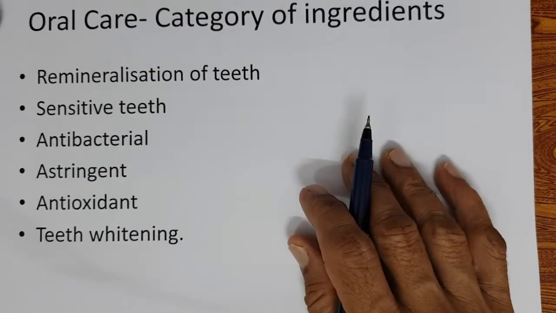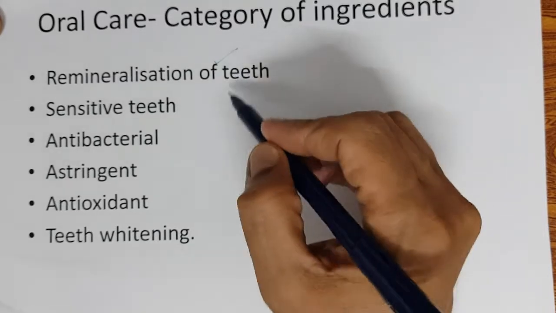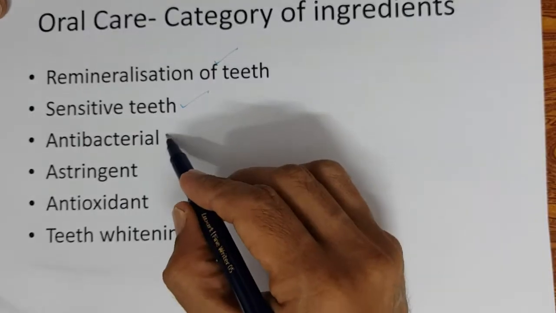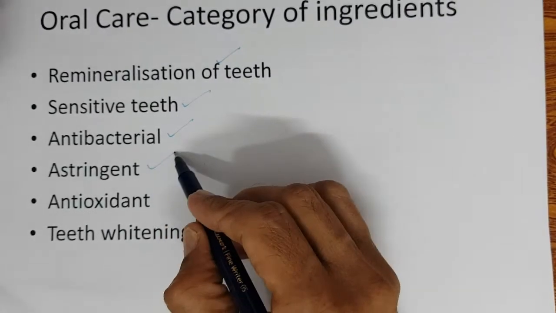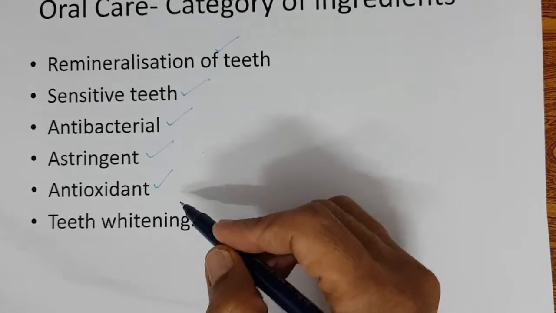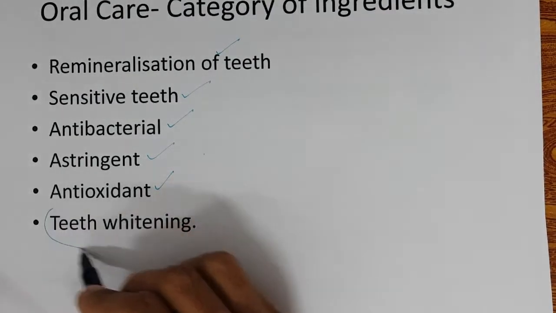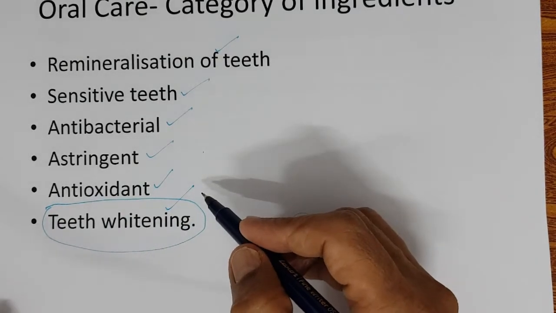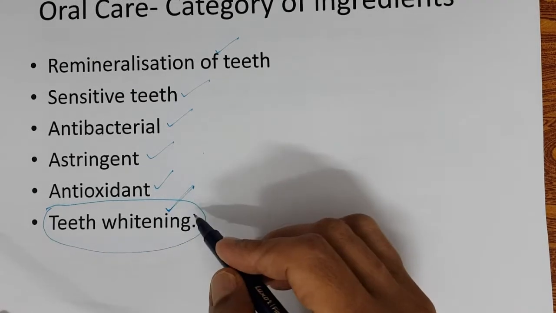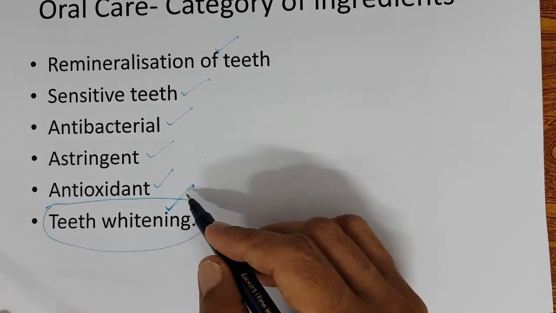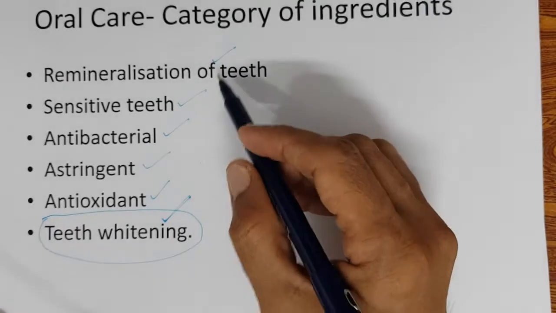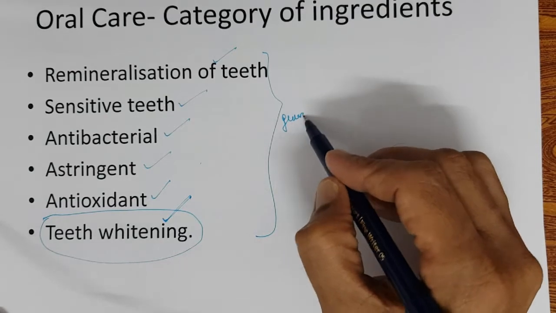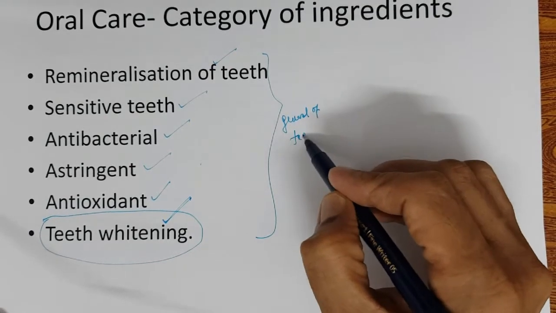So, to summarize, what we need: we have to remineralize the teeth, address sensitive teeth, have an antibacterial agent, have astringents, antioxidants, and of course the final cosmetic thing is teeth whitening, because of the stain on the teeth, right? Teeth whitening is another process. So these can all be addressed by the general care of teeth and gums.